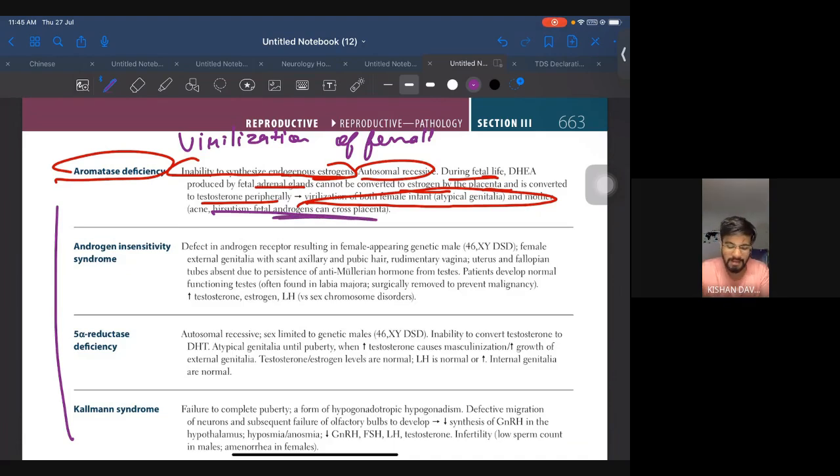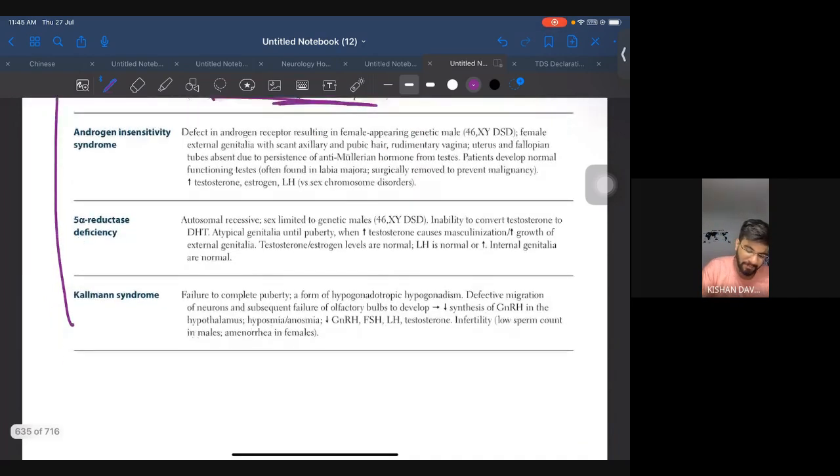Now see, virilization of females occurs in so many things. In endocrine also we have studied three hormones, but that was in young children. Here it is going to be in the mother as well as the girl child. Okay, let's see other symptoms.